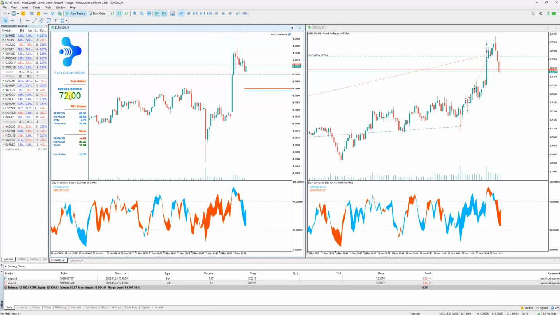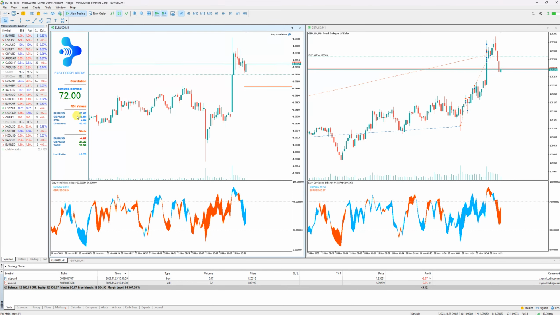So let me guide you through the dashboard. First of all, we have the correlation, the Pearson correlation for these two currency pairs. It's not part of the strategy, but it is here to help you understand whether these two instruments are correlated or not.